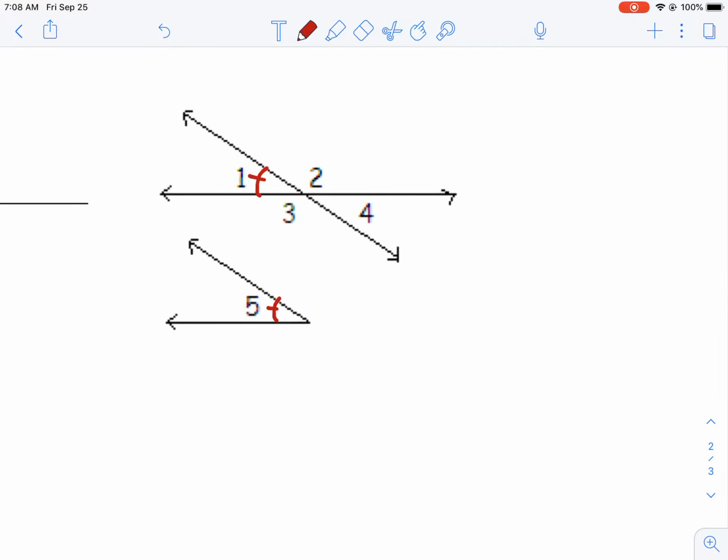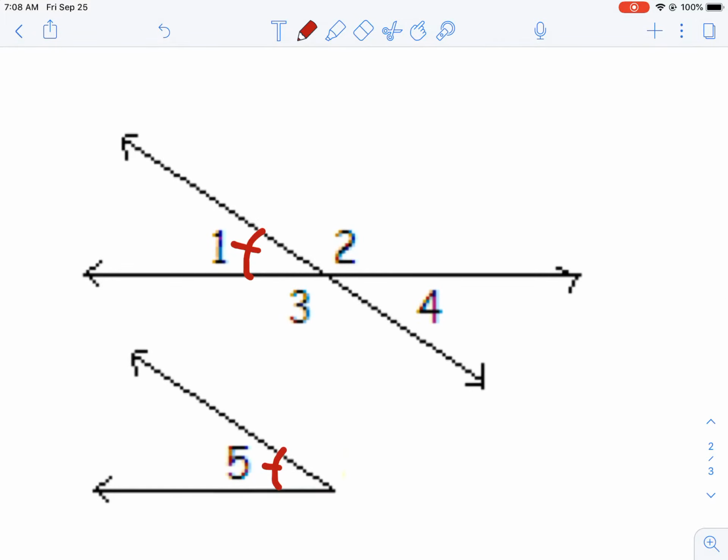So let's look at our picture. What do we know about angle 1 and angle 4? Well, we know they're vertical angles. So we actually can say that angle 1 is congruent to angle 4, and that would be by, I keep forgetting to write given, I'm sorry, guys. That would be by the vertical angle theorem. All right, vertical angle theorem says angle 1 is congruent to angle 4.